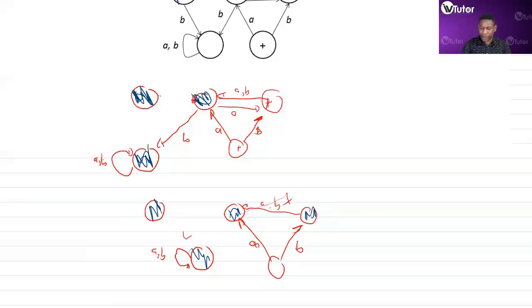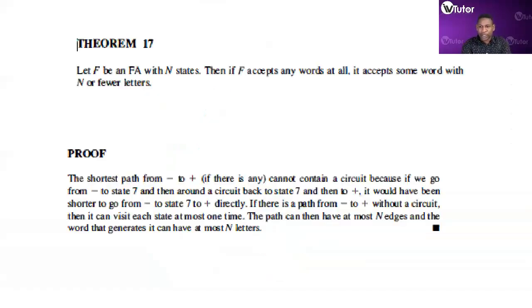Sweet. Now, let's look at another one. Let F be a finite automata with n states. If F accepts any words at all, then it accepts some words with n or fewer letters. Right? So say, for example, I'm just going to demonstrate with an example: a finite automata with two states will accept a word of 2 minus 1 or fewer letters. A finite automata that accepts now is going to have one state. If it accepts now, it's going to have one state. So we're going to have either one letter words or fewer. So that's what we're saying.